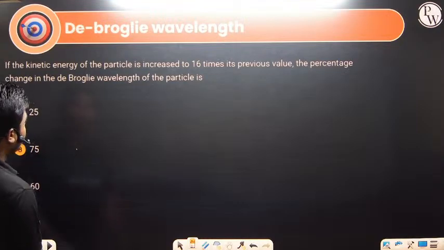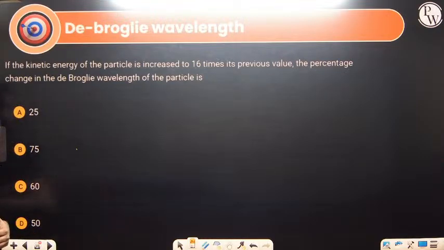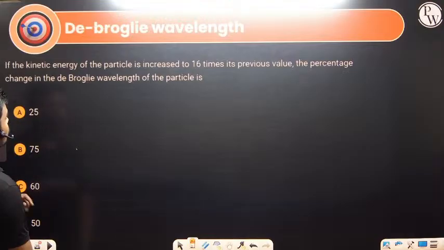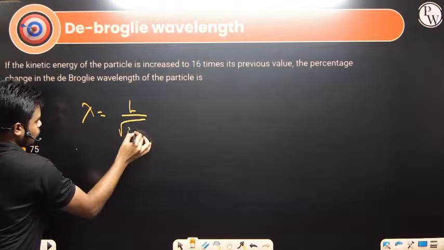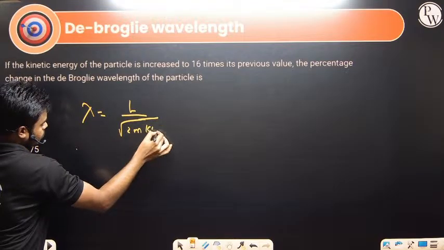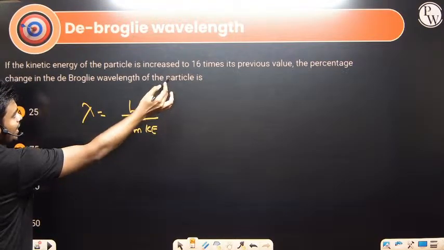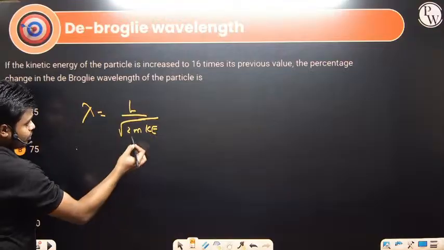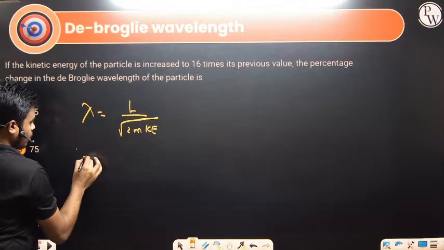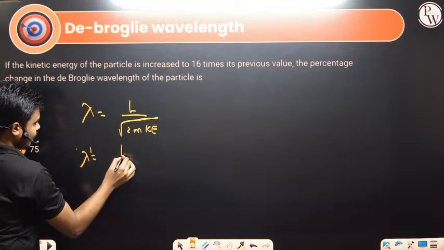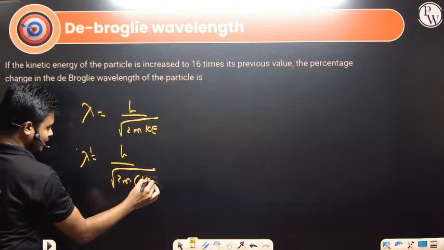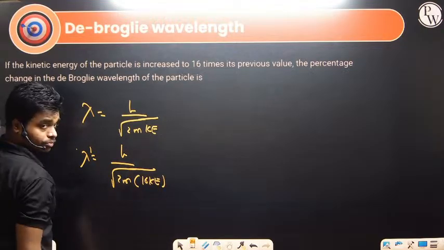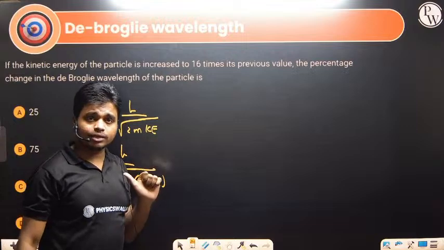If the kinetic energy of the particle is increased to 16 times its previous value, the percentage change in de Broglie wavelength? We have that relation: lambda is h by under root 2m kinetic energy. If the kinetic energy is increased to 16 times, initially let's say this is lambda. Lambda dash is equal to h by under root 2m, and this kinetic energy is 16 times.